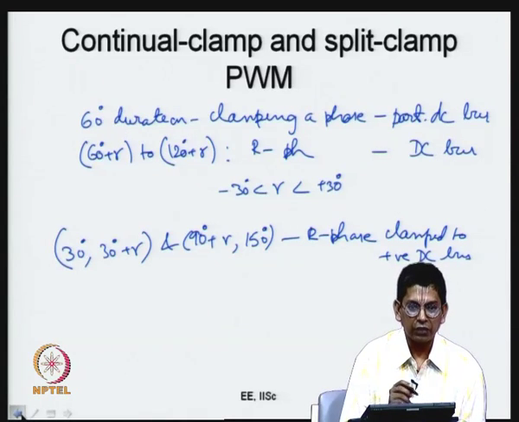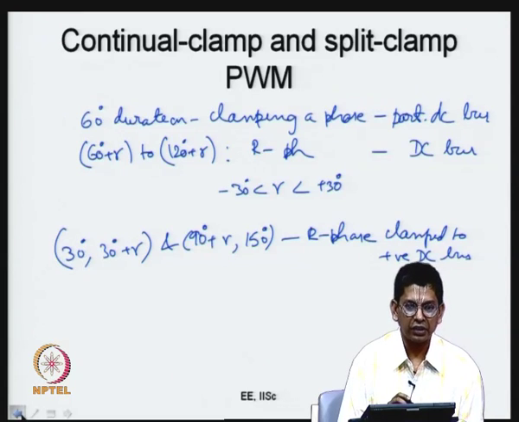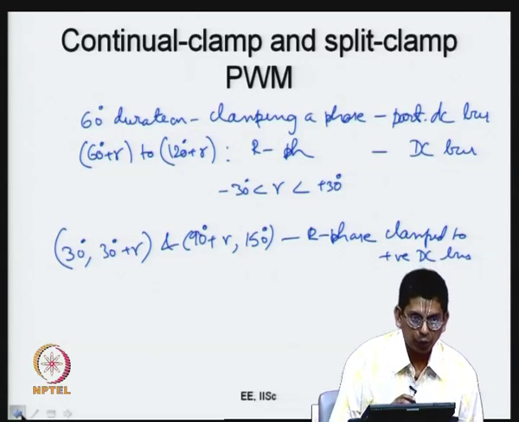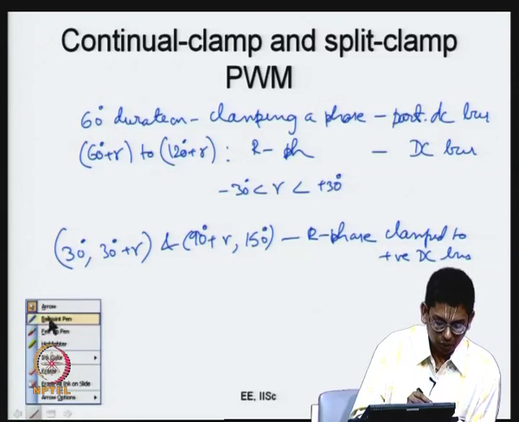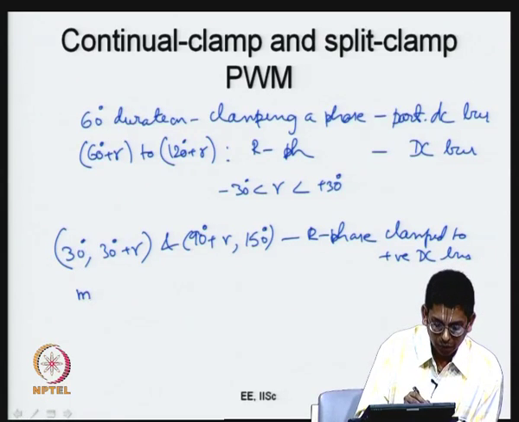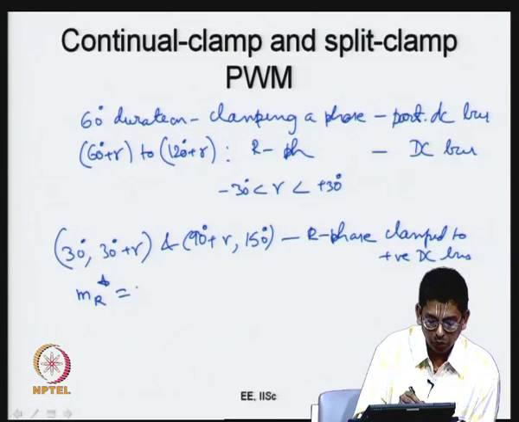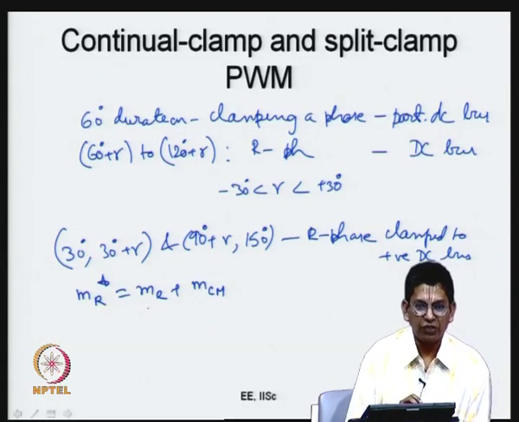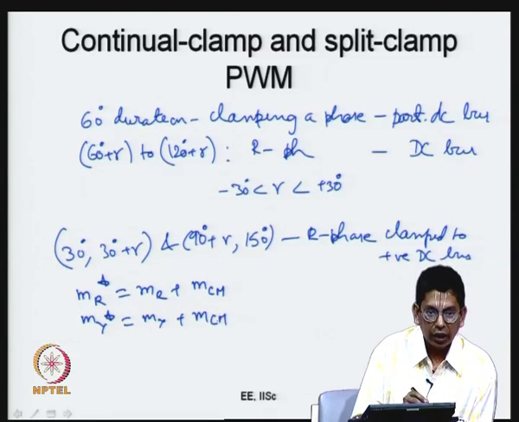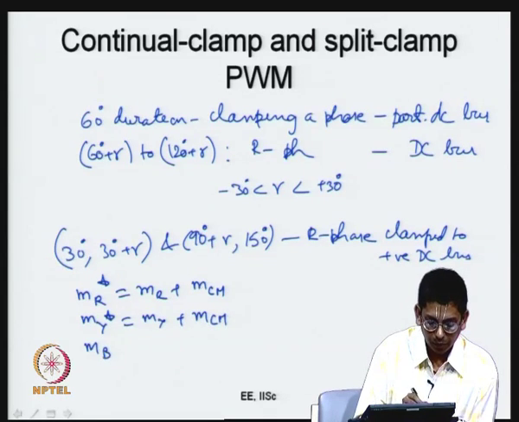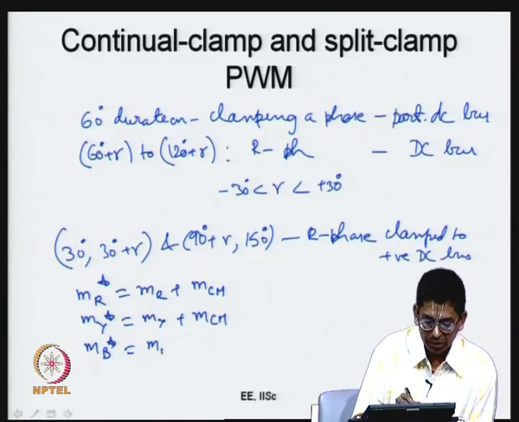So, let me just finish off a few more things when I write this now. Let us be very clear as to what we are doing. In all these cases, as I said, we are adding a common mode component. MR star is equal to MR plus MCM, where MR is the original sine wave Vm sin omega t. Similarly, you are adding that to MY, so MY star is also equal to MY plus MCM, and you also have MB star equal to MB plus MCM.